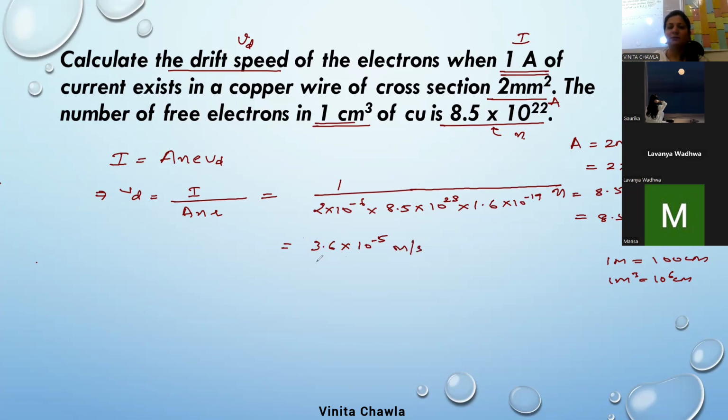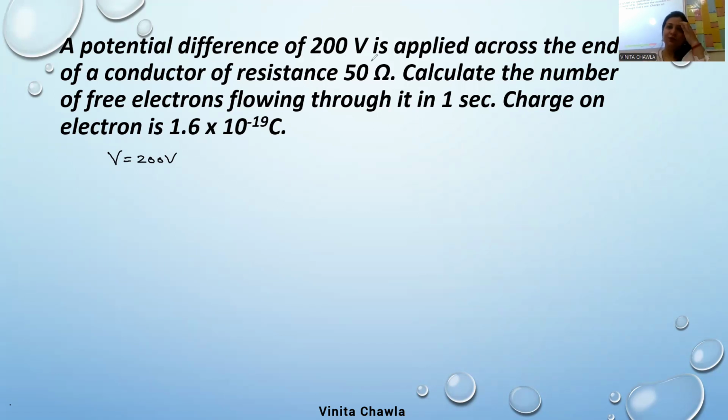Meter per second. A potential difference of 200 volt is applied across the ends of a conductor of resistance 50 ohm. Calculate the number of free electrons flowing through it in 1 second. Charge on each electron is 1.6 into 10 power minus 19. This is what we have to find out, N.